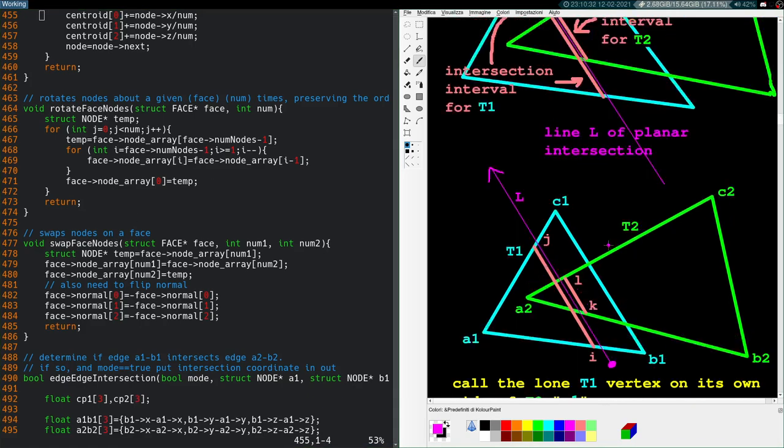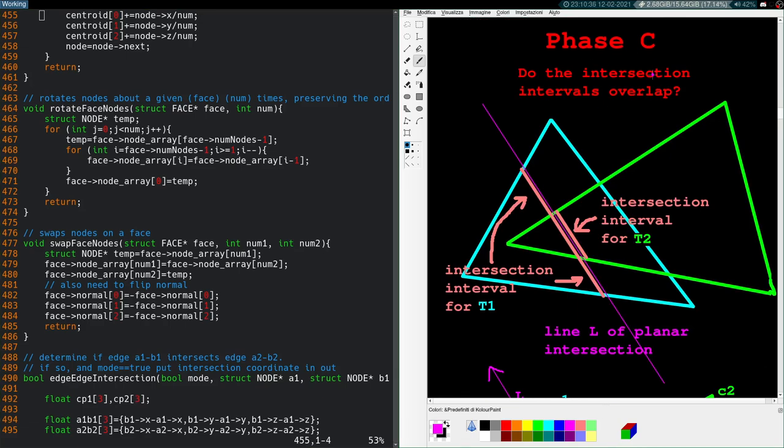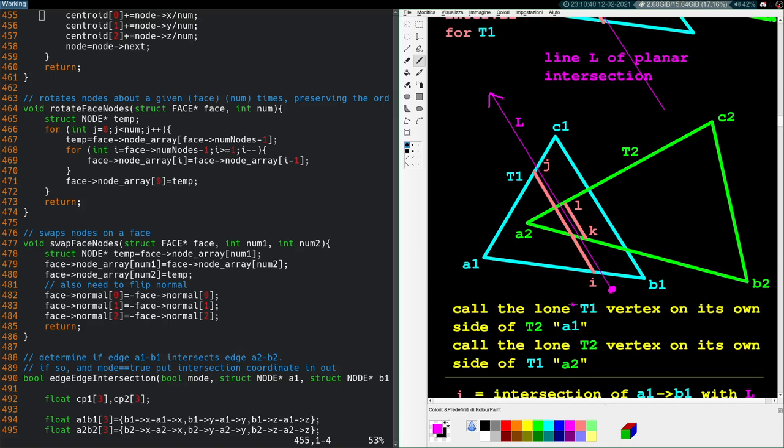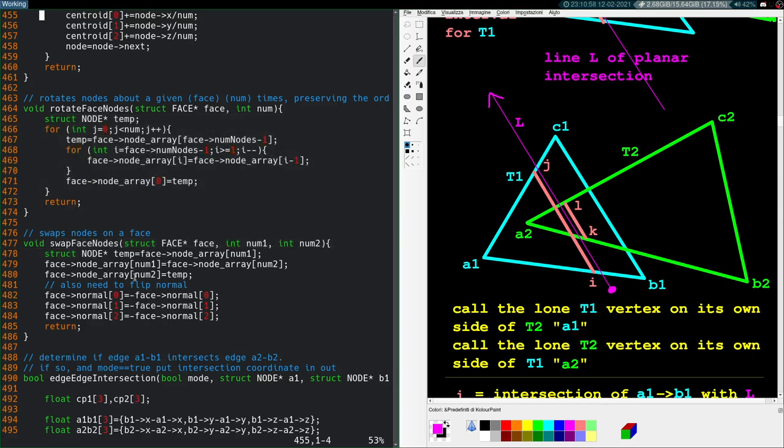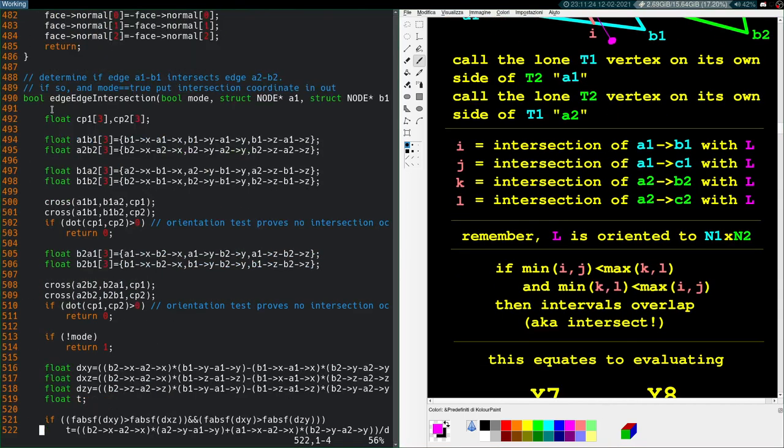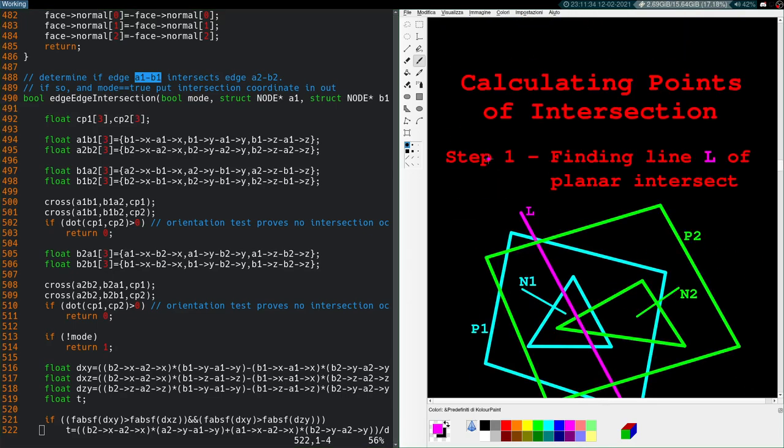Well, this is why. If you recall, when we tried to determine if the intersection intervals overlapped, we said that we had to have A1 be the lone vertex on its side of T2, and vice versa, A2 being on its own side of T1. To do that, you have to be able to circularly rotate A, B, C on both triangles. So this simply does that. And then swapping guarantees that you keep your vertex on the positive subspace of the other plane. So whenever you want to swap the face nodes to preserve the orientation of your face, you can use this function. Next, we have this function, edge-edge intersection. This determines if two line segments, A1, B1, and A2, B2 cross. And we use this a couple times, if you remember.